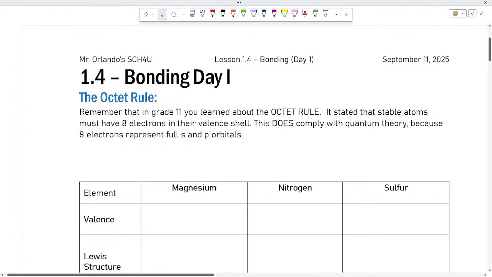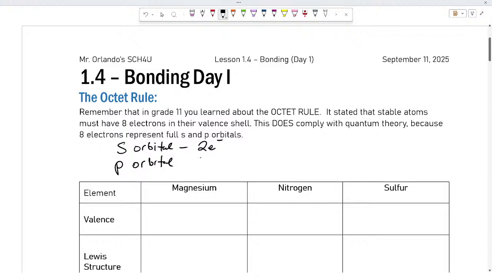Does that make sense? S orbital holds 2 electrons. P orbital, 6 electrons, for a total of 8 electrons. And this is the reason for the octet rule.